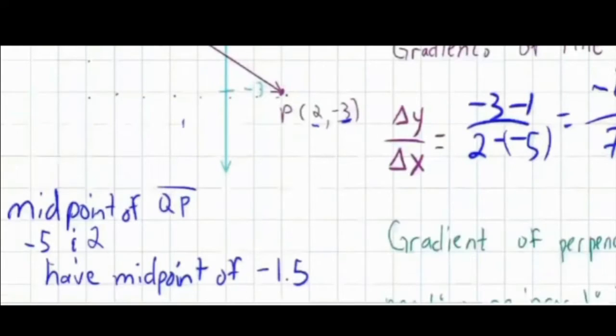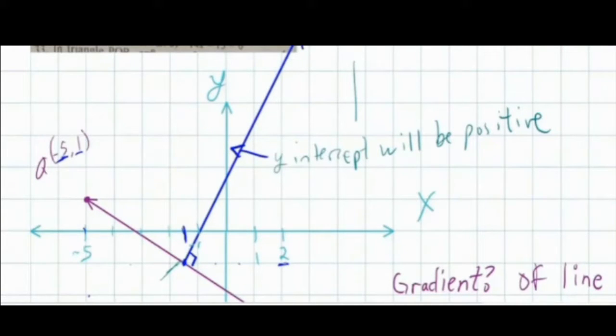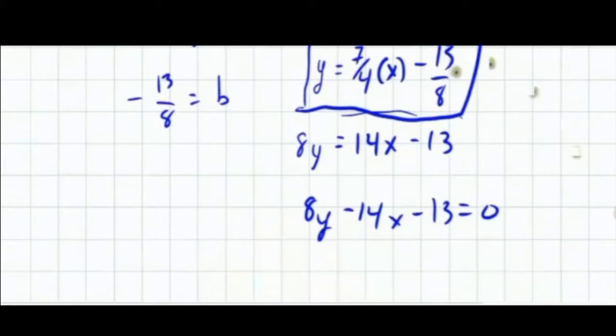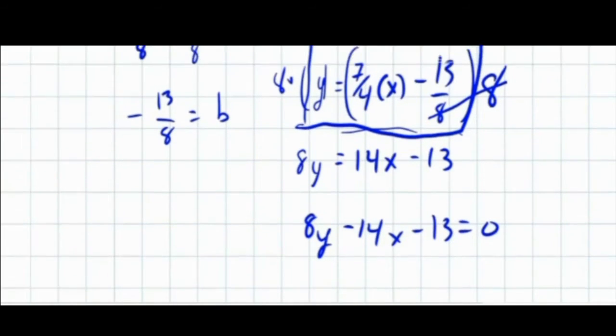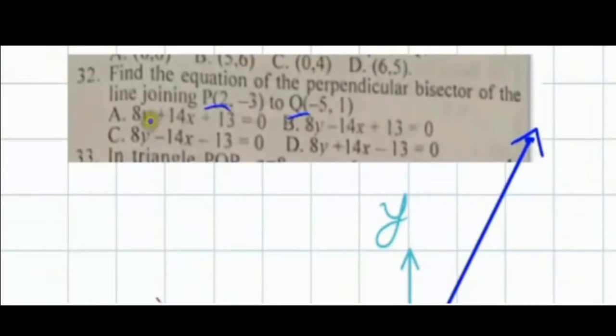But you'll notice that they have it in a different form. They don't have it in y equals mx plus b. They have it solved for 0. But that's okay. We can easily just solve this equation for 0. And so what I did is I multiplied by 8 on both sides. So when you multiply by 8, I'll show you. Multiply by 8 on this side as well. So these cancel. 8 times 7/4 is going to be 14, and because y is 8y. And then you just go ahead and move everything to the other side to solve for 0, and you get 8y minus 14x minus 13 is equal to 0, which is your option C here.